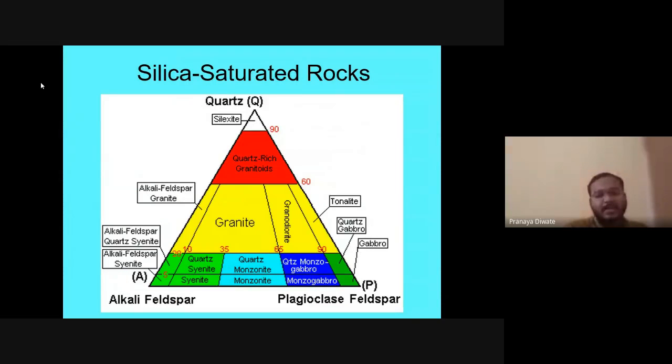This is a classification for silica saturated rock. When the silica is there, you may form quartz, so you have quartz in your igneous rock. When the quartz is more than 90%, that is known as silexite, then you have less than 60% and so on. You have tonalite, quartz gabbro, and so on. So this is about the different kinds of silica saturated rock.